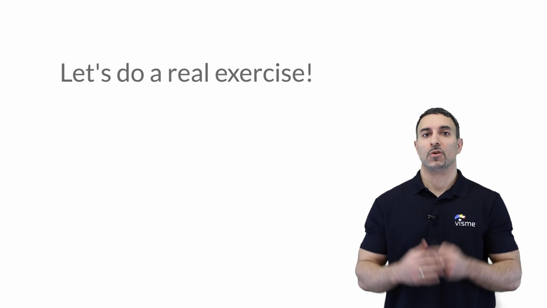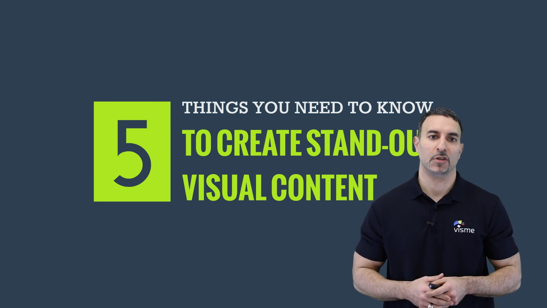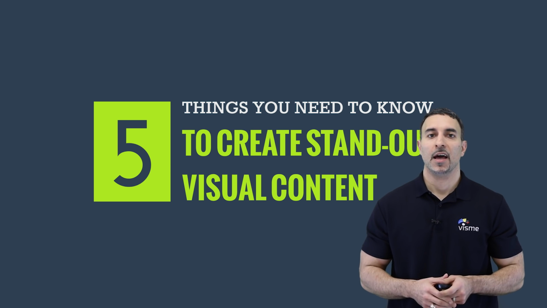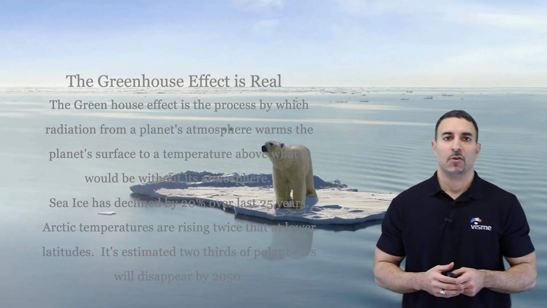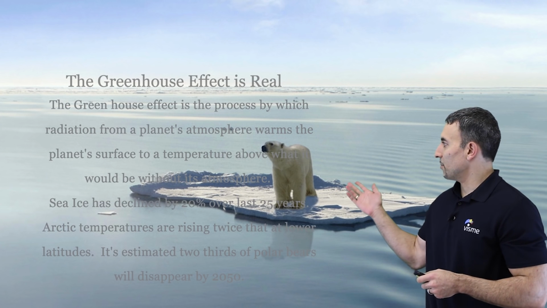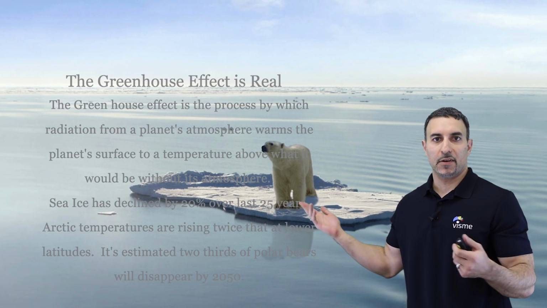All right, let's do a real exercise. Now, back to the 5 things I want you to know to create standout visual content. We're going to do a very simple exercise. Here we have an image in the background. It's a polar bear floating in water. This is about how the greenhouse effect is real.